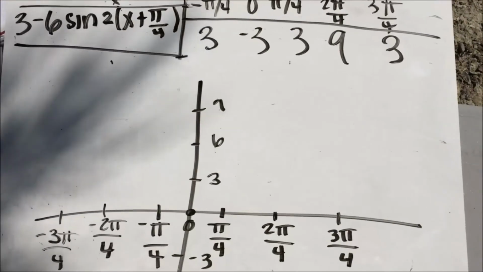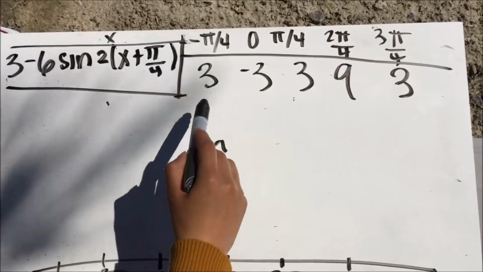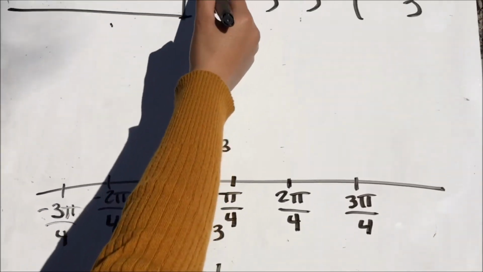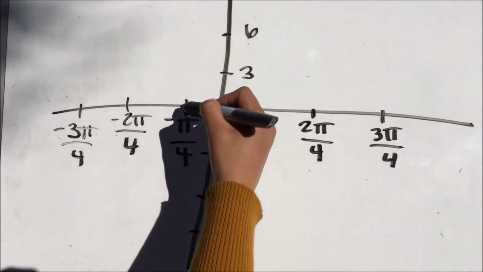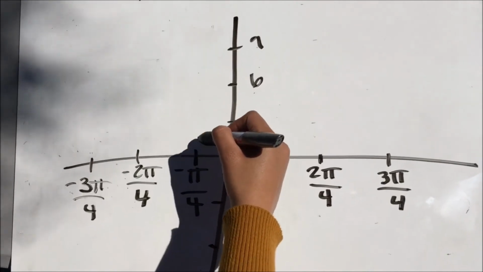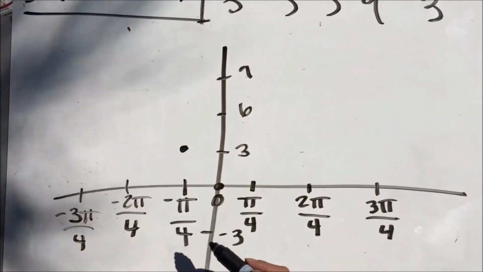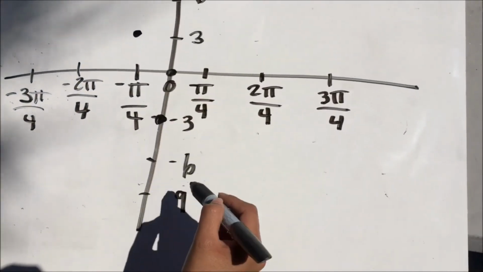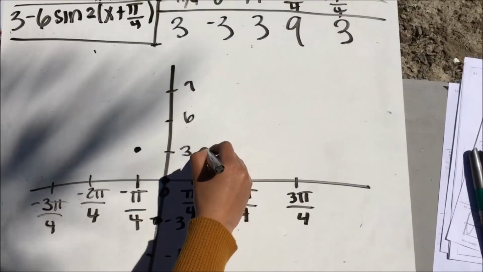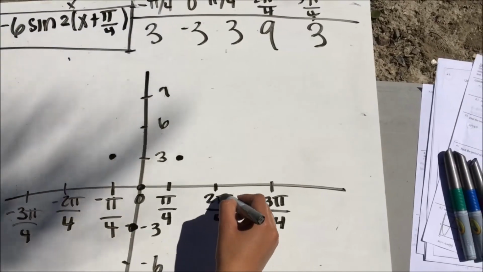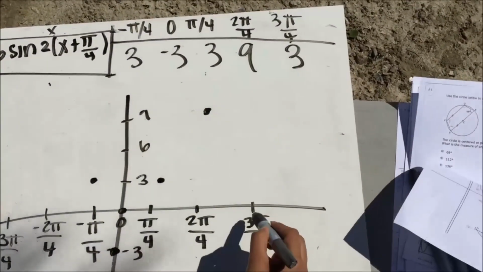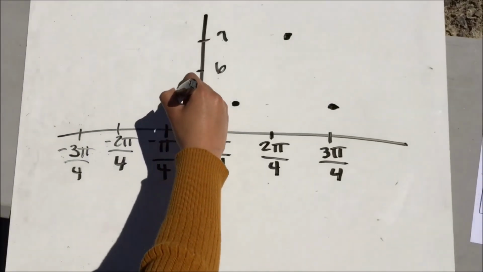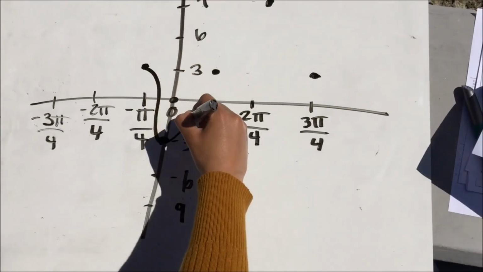Now to graph this, you're just going to use the points for the whole equation, which is the last one you did. And so we're going to graph, so it's starting at negative pi over 4, at 3. So it goes here. And then 0, negative 3, pi over 4, 3, 2 pi over 4, 9, and 3 pi over 4, 3. So you're just gonna graph this.